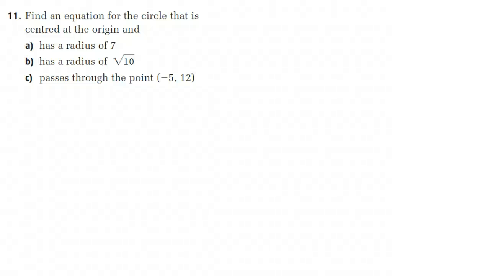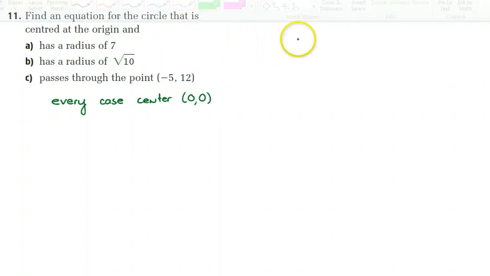Hello, so this is a question that was requested that I make a solution for. We want to find an equation for the circle that is centered at the origin and satisfies each of these statements. The question says specifically it's centered at the origin, so we know that for every case the center is 0, 0.